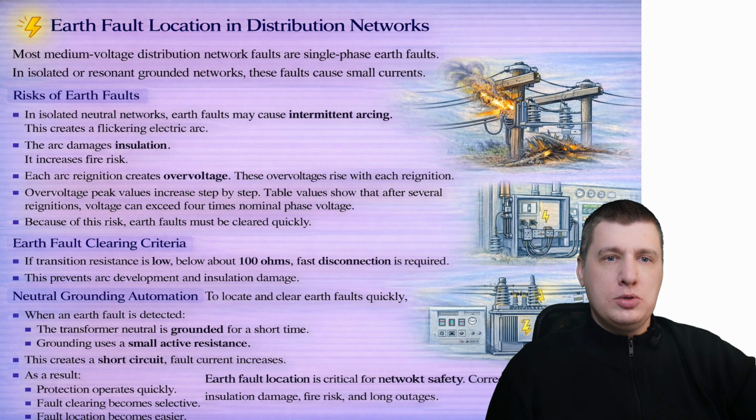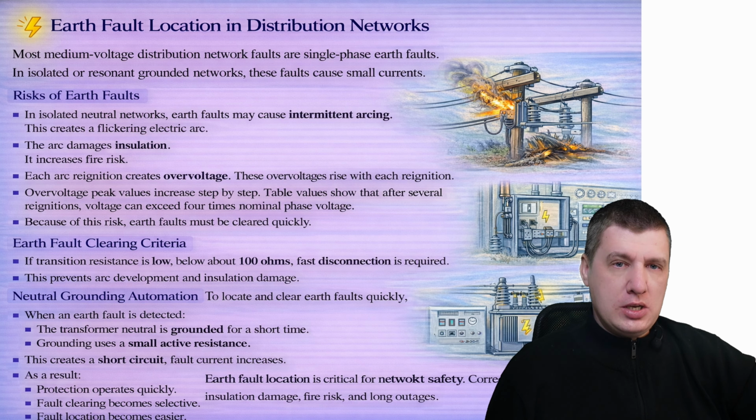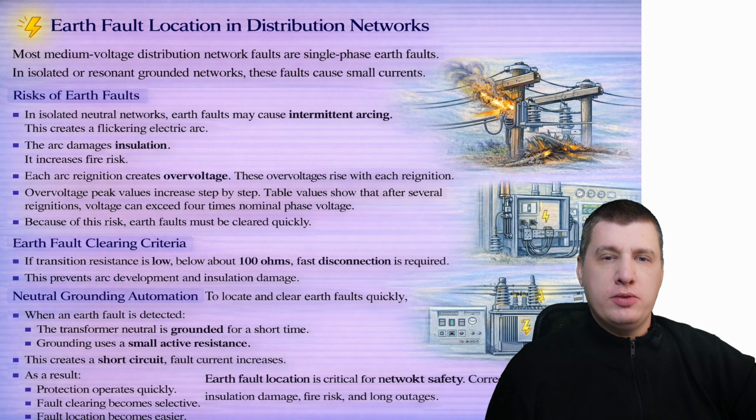In resonant grounded networks, intermediate arcing is rare. Still, neutral grounding automation may be applied. This ensures fast air fault disconnection, reliable fault location, and reduces overvoltage stress. Air fault location is critical for network safety. Correct handling prevents insulation damage and fire risk at long outages.